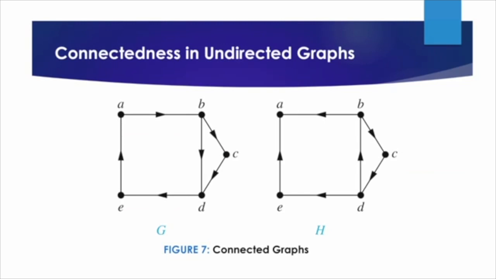Are the directed graphs G and H shown in figure 7 strongly connected? Are they weakly connected? So G is strongly connected because there is a path between any two vertices in this directed graph. Remember, G is also weakly connected. The graph H is not strongly connected. There is no directed path from A to B in this graph. However, H is weakly connected because there is a path between any two vertices in the underlying undirected graph of H.